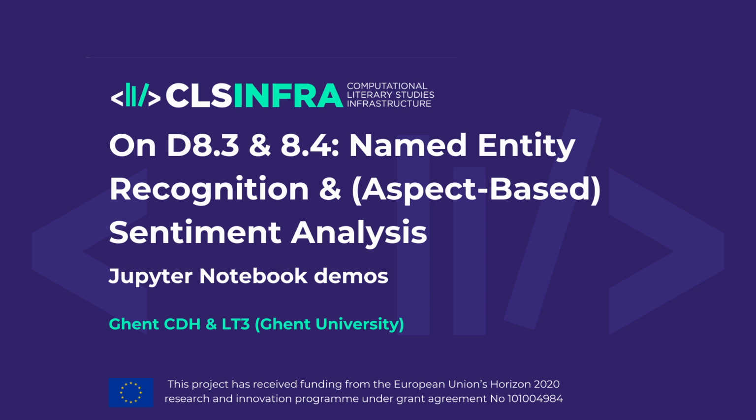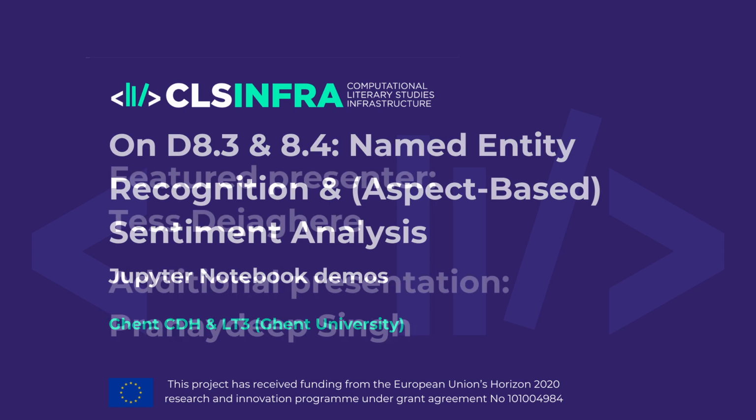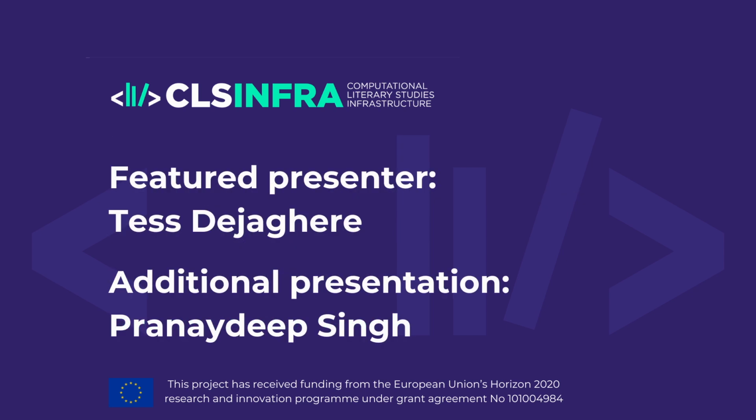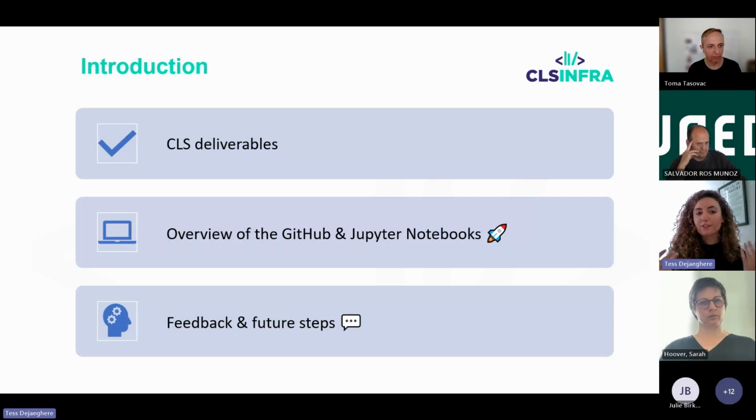We are going to show some of the work that we have done in the framework of the CLS INFRA project. So some of the named entity recognition and aspect-based sentiment analysis notebooks that we have created. This is an overview, a short introduction of what we are going to discuss today. So first of all, we will go over the CLS deliverables again, so what was noted in the proposal. Then we will go over the GitHub that we created and all of the Jupyter notebooks that we have made for named entity recognition and aspect-based sentiment analysis, respectively. So I will introduce them to you, and then we will go through the code a little bit.